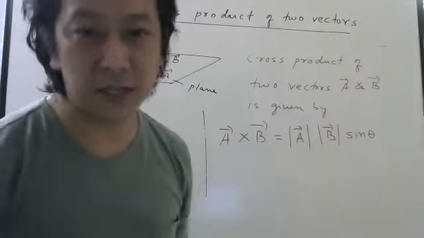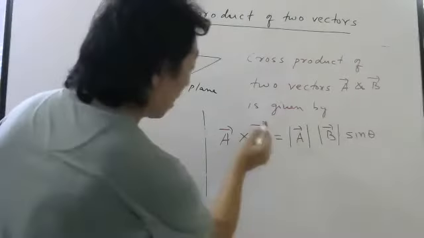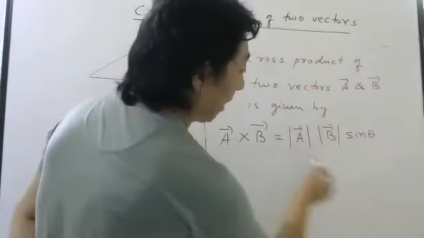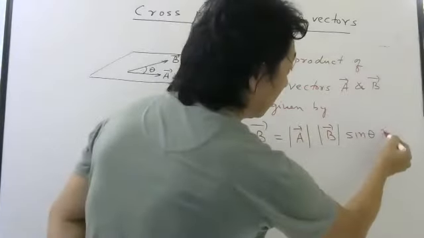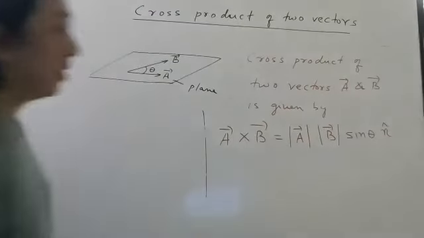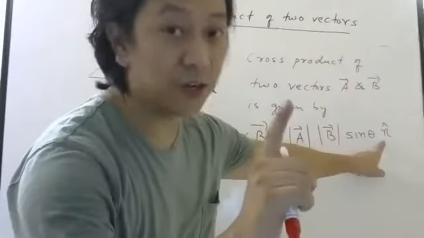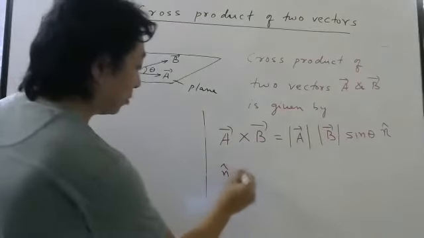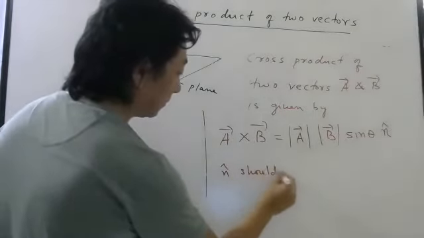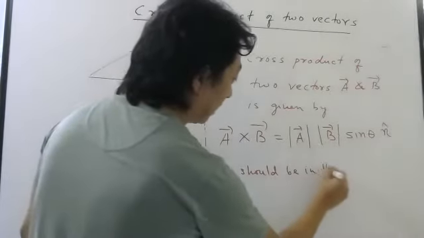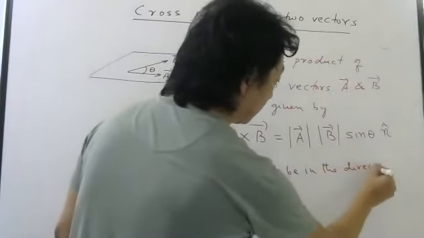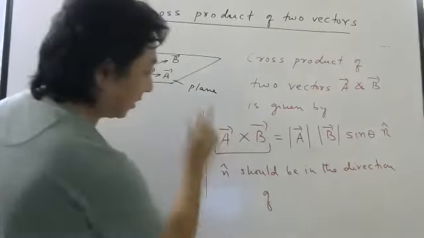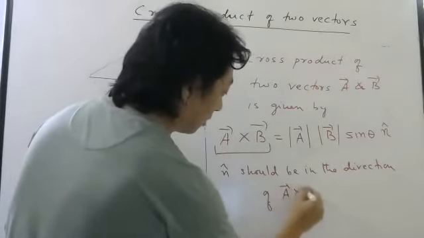Everything you will understand. So I want this cross product to be a vector. This is just magnitude. So what will I do? N cap. This n cap will make sure that the right side is a vector. And n cap should be in the direction of this vector, whatever it is, A bar cross B bar.